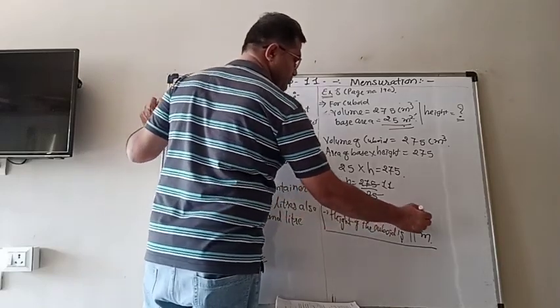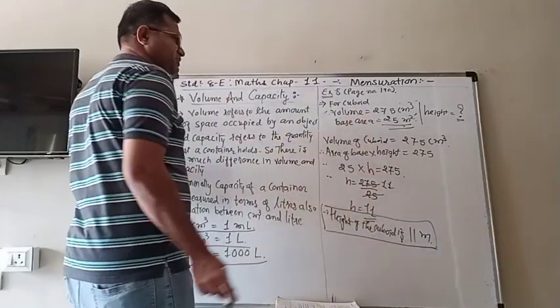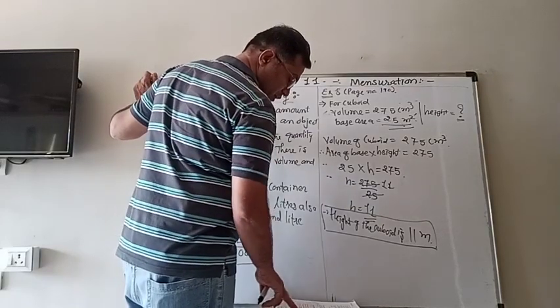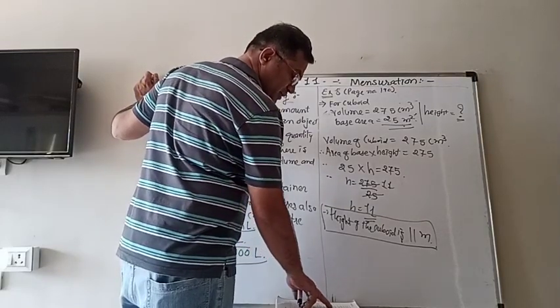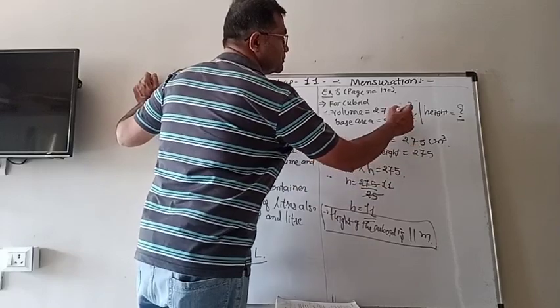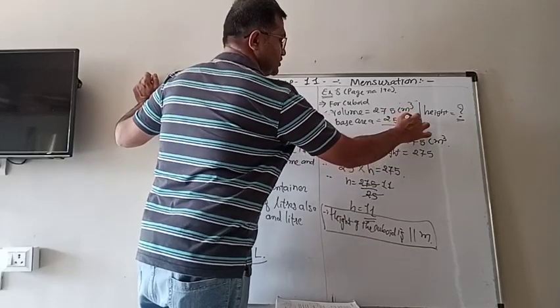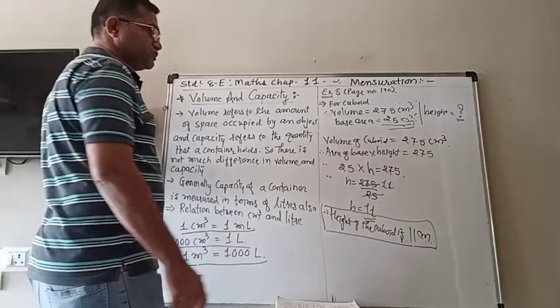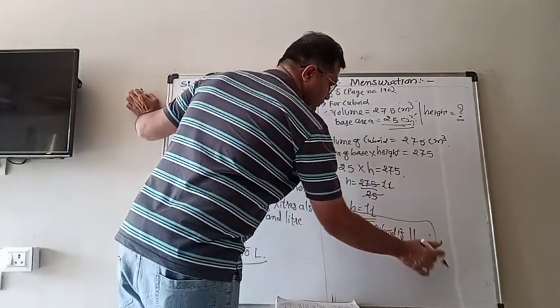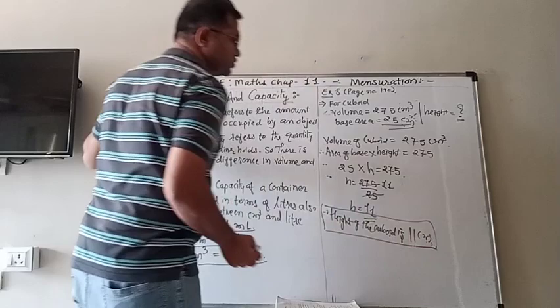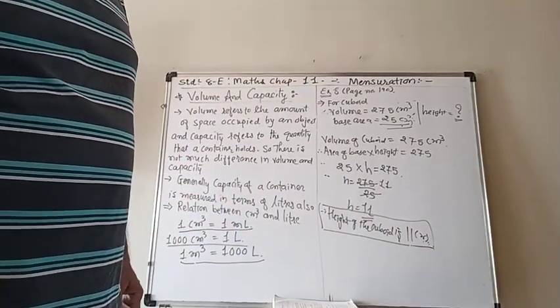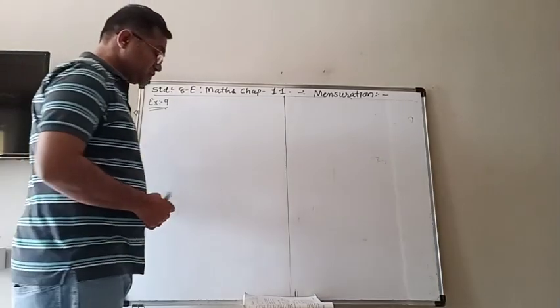Because the cube volume is given in centimeter cube. Wait, let me check. The centimeter square, centimeter cube. Here it is centimeter square. So it must be centimeter. So the height of the cuboid is 11 centimeter.